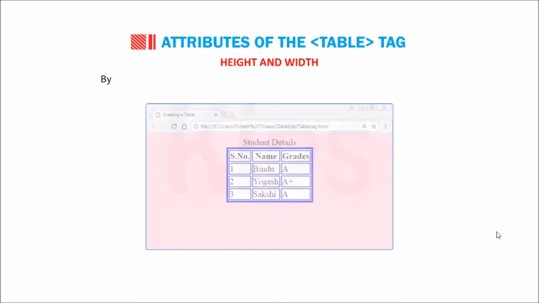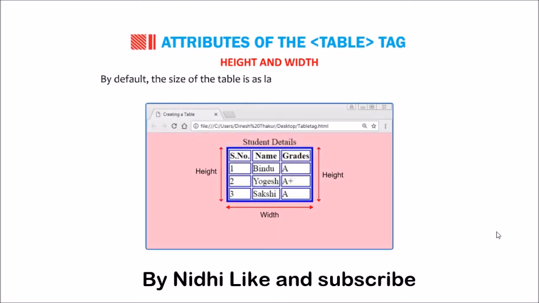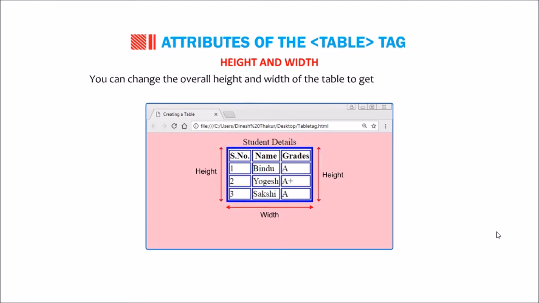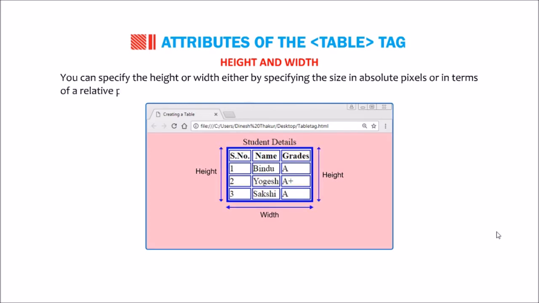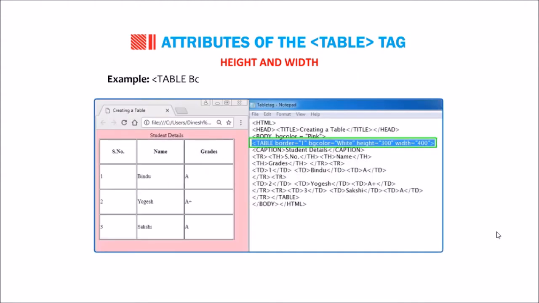Height and width. By default, the size of the table is as large as the data that is entered into it. You can change the overall height and width of the table to get the desired size. You can specify the height or width either in absolute pixels or as a relative percentage of the screen size. Example: table border equals 1, background color equals "white", height equals 300, width equals 400.